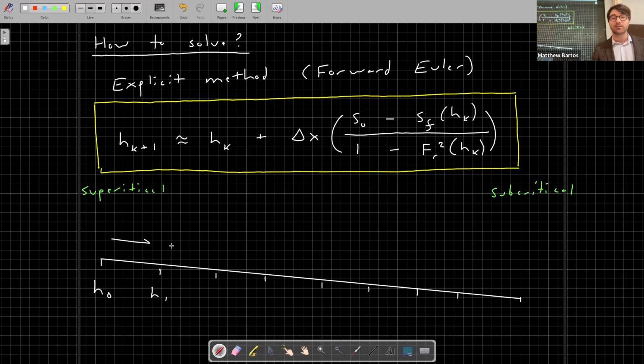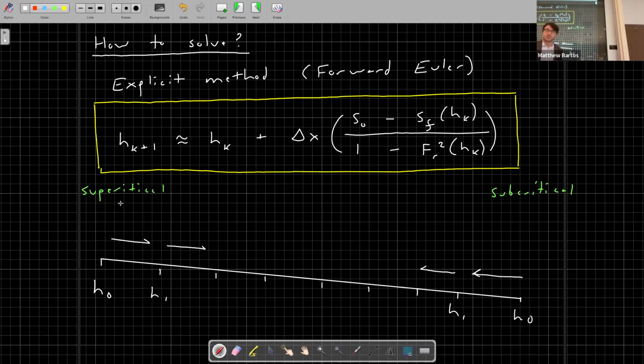We apply this process and we just step forward through the channel, applying this same rule at each spatial step. For subcritical flow, it's the same, except in the reverse direction. We start at the downstream boundary. We plug that downstream depth into our recurrence relation to compute the next depth upstream. And then we just proceed stepping through the channel, essentially until we arrive at the end of our domain.